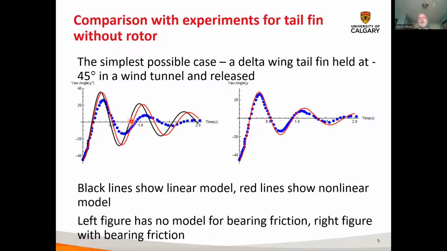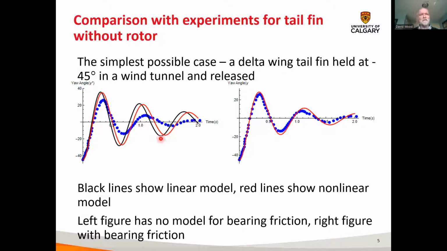So to start off the analysis of the model development, we looked at the simplest possible case. And this is a bunch of experiments that were done in a wind tunnel. Different geometry tail fins were yawed at an angle of 45 degrees. For some reason, we've called it minus 45 degrees. They were released, and blue shows the experimental yaw response. The black lines show the linear model that we've developed, and the red lines show the nonlinear model.